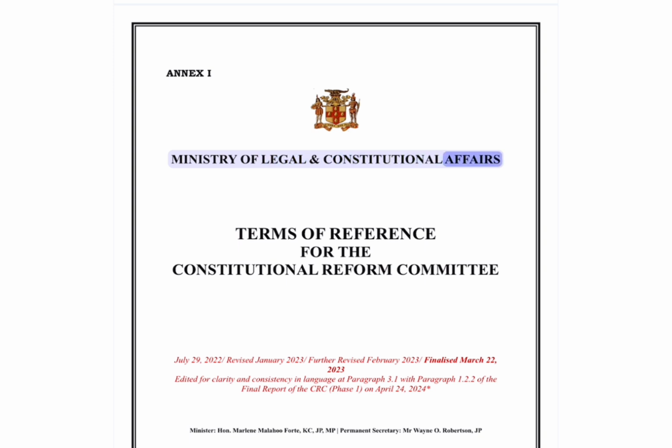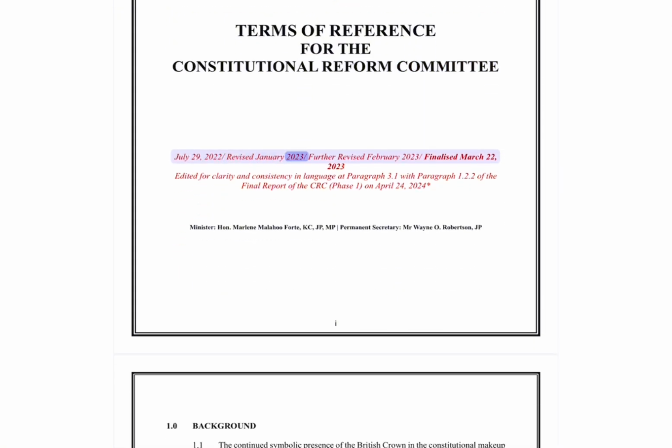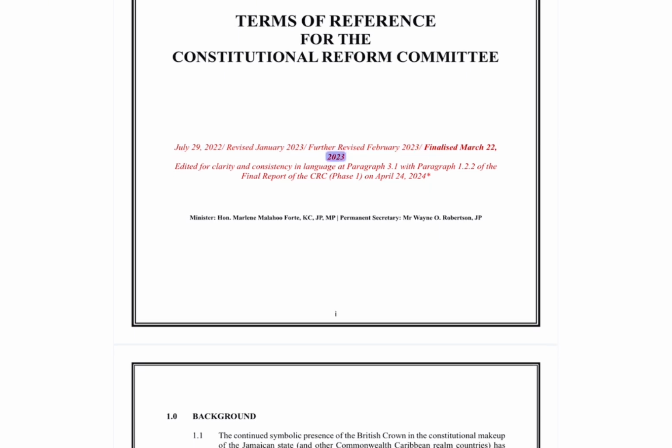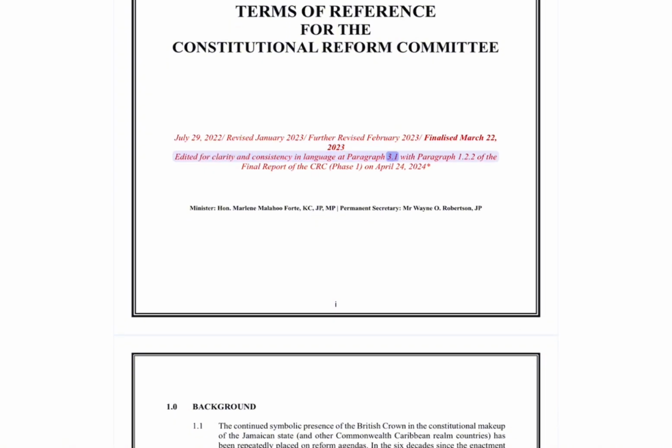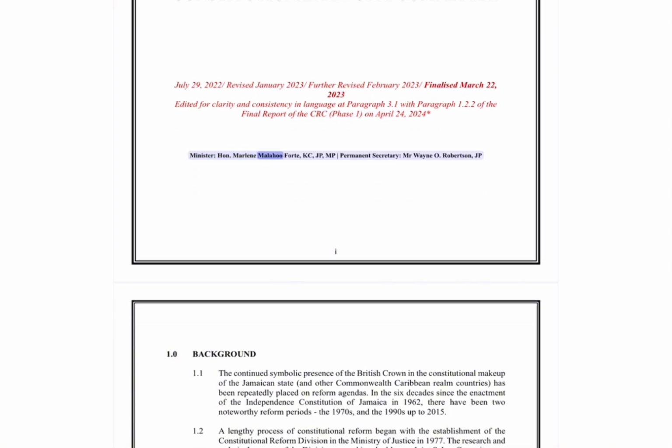Report of the Constitutional Reform Committee, May 2024. Blank page. Page 52 of 52. Report of the Constitutional Reform Committee, May 2024. Annexures. Report of the Constitutional Reform Committee, May 2024. Blank page. Annex E. Ministry of Legal and Constitutional Affairs. Terms of reference for the Constitutional Reform Committee. July 29, 2022, revised January 2023, further revised February 2023, finalized March 22, 2023, edited for clarity and consistency in language at paragraph 3.1 with paragraph 1.2.2 of the final report of the CRC, Phase 1, on April 24, 2024. Minister, Honorable Marlene Malahoo Forte, KC, JP, MP. Permanent Secretary, Mr. Wayne Robertson, JP.